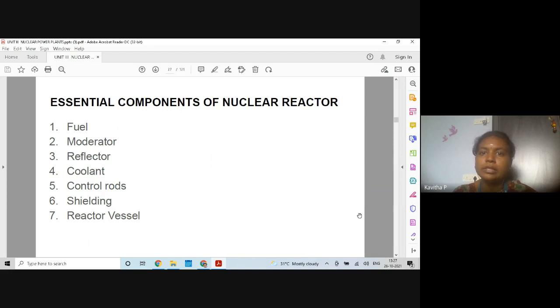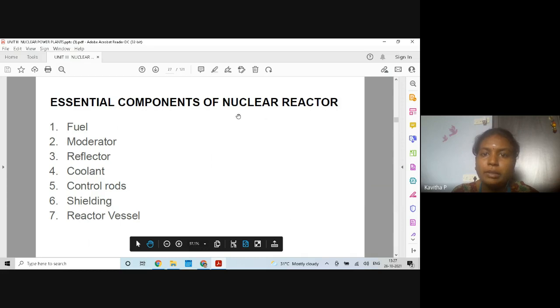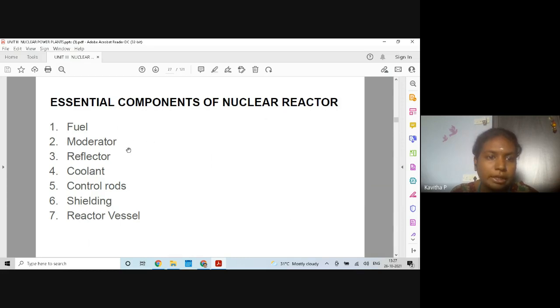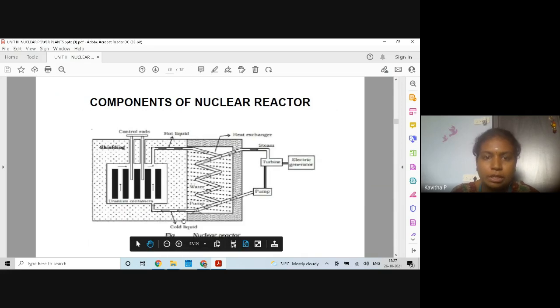Now we will see the layout of a nuclear power plant. In case of a nuclear power plant, the main component is a nuclear reactor, which comprises of fuel, moderator, reflector, coolant, control rod, shielding, and reactor vessel. So this is a nuclear reactor.